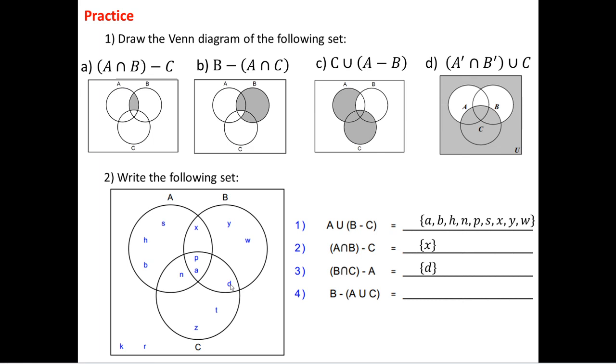And the last one, what is B minus A union C? So set B minus A union C. So we remove everything that is part of A and C. So from set B, we remove everything that is part of A and C. So we remove X, P, A, and D. So we are left with W and Y only. So that is our answer for number 4.